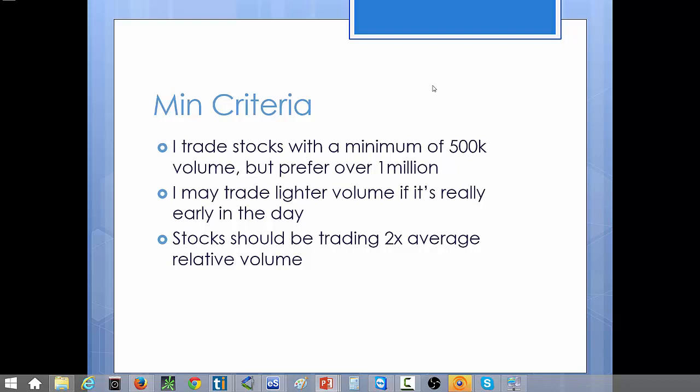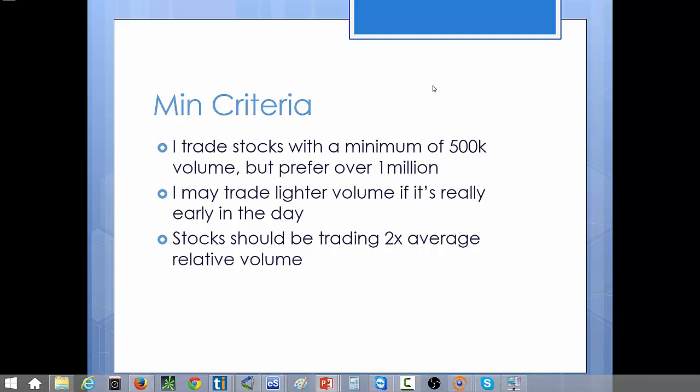So minimum criteria, when I'm trading in general, I look for a minimum of 500,000 shares of volume, and I prefer more than 1,000,000. And I prefer stocks trading on 2 times their average relative volume. So relative volume, we've talked about this a little before, but just as a refresher, volume is relative. A stock like Bank of America trades tens and even hundreds of millions of shares a day, whereas a stock like DGLY might only trade 100,000 shares a day. So what is high volume for Bank of America is not going to be high volume for DGLY.